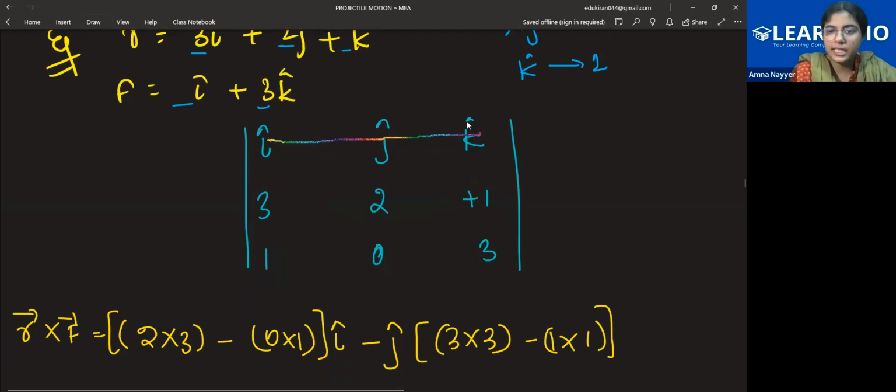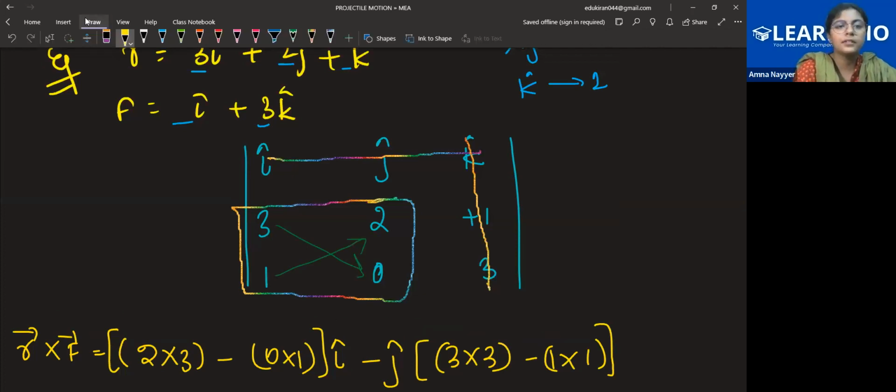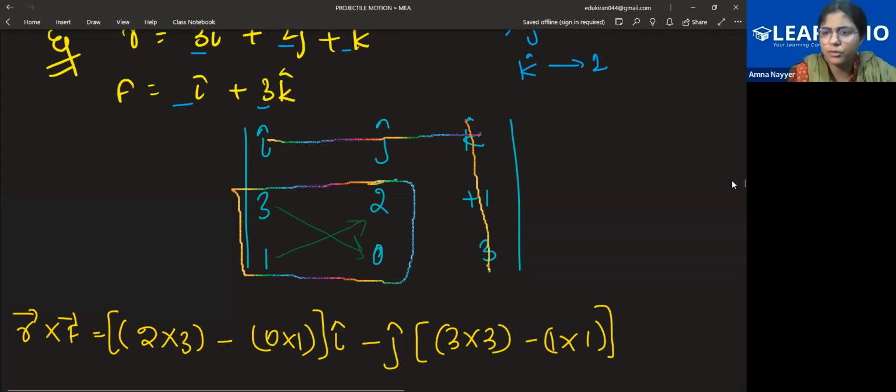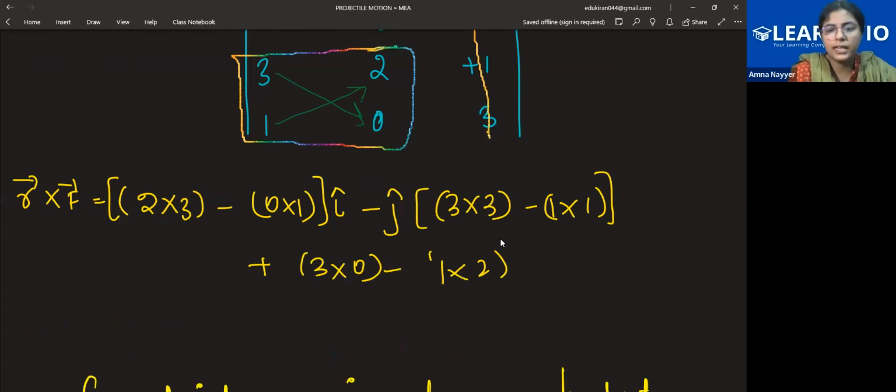We delete its entire row and column and we are left with these 4. So vertically down minus vertically up. Now for K cap, you don't have to write the minus sign. You can write the plus sign. So it is 3 into 0 minus 1 into 2 K. That's your answer.